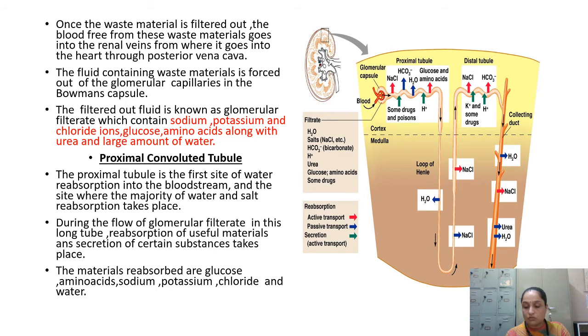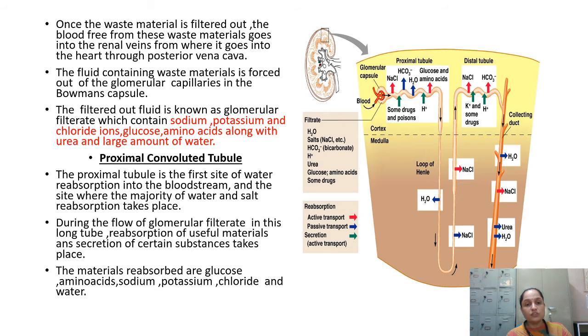So here you are able to see that the renal artery and renal vein are doing the just reverse function of what normal arteries and veins do. Okay. So remember this point. Once the waste material is filtered out, the blood free from this waste material goes into the renal vein. And again, this is an important point, from where it goes into the heart through the posterior vena cava. The posterior vena cava is going to pour this blood into the right auricle of the heart, because it contains carbon dioxide. It needs to be removed in the lungs.